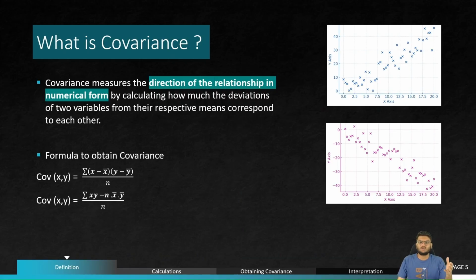First, let's look at these two graphs. One graph shows an upward trend suggesting a positive relationship, while the other shows a downward trend indicating a negative relationship. The direction of relationship can be visually understood from these graphs, but not in numerical terms. To obtain direction of relationship in numerical form, we use covariance. Covariance measures the direction of relationship in numerical form by calculating how much the deviations of two variables from their respective means correspond to each other.